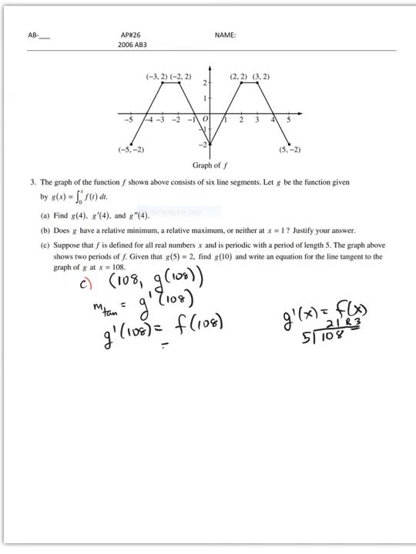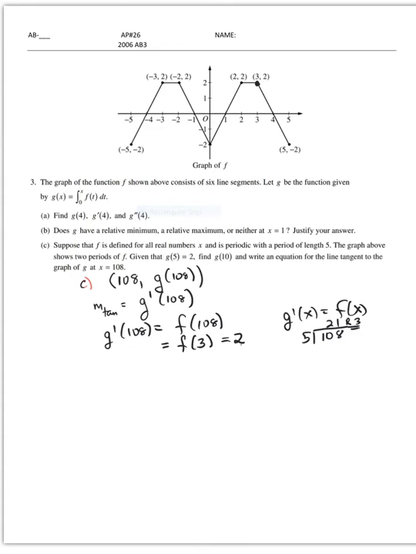So this is equal to f of 3. If we look on the graph, f of 3 is 2. That's the y value. So that would be the slope of the tangent line.